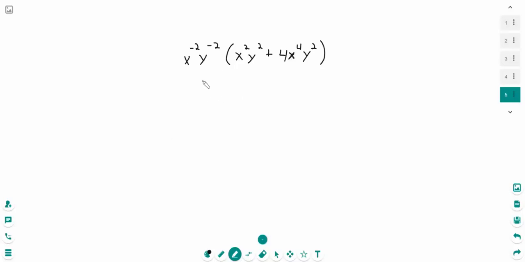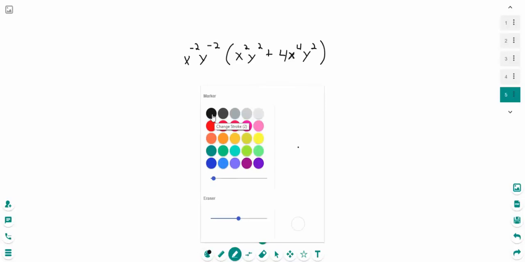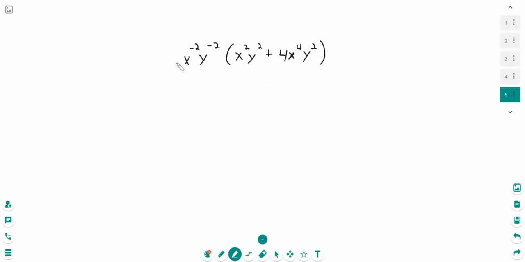All right, so let's see how you did. So we're going to multiply this through. We might first look through it and just see, is there anything we could do within the expression itself? Well, this x to the negative 2, y to the negative 2, no, there's really nothing there. X squared, y squared, this term, there's nothing we can combine there. 4x to the 4th, y to the 2nd, no, there's nothing we can combine there either. So we're good to start distributing through.